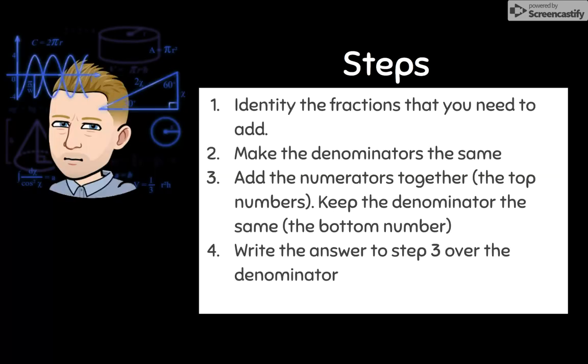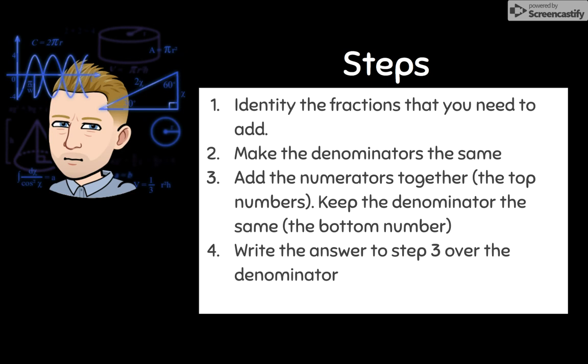So, what are the steps we need to do? First of all, step 1, identify the fractions that you need to add together. After you've done that, step 2, make the denominators the same, or the bottom numbers the same. Step 3, add the numerators together, the top numbers.